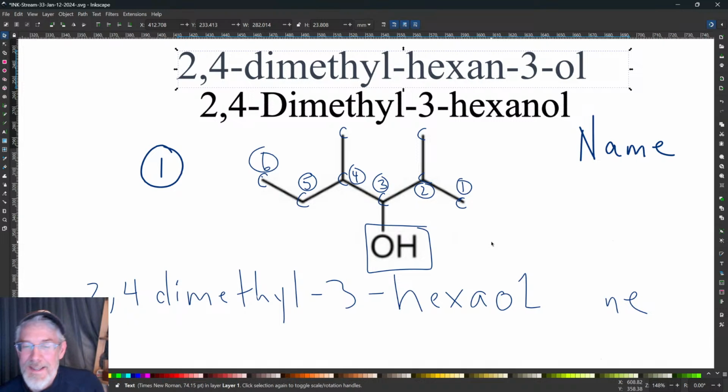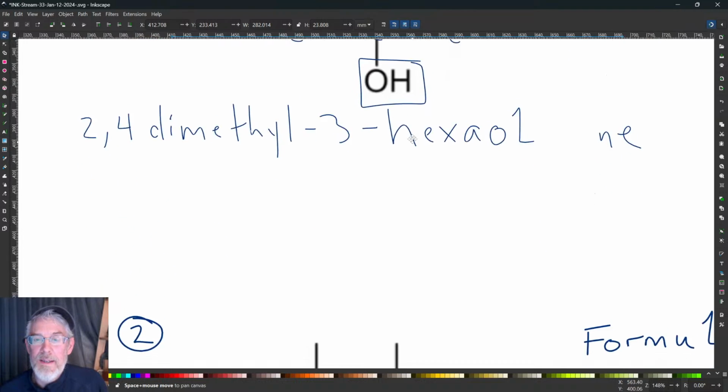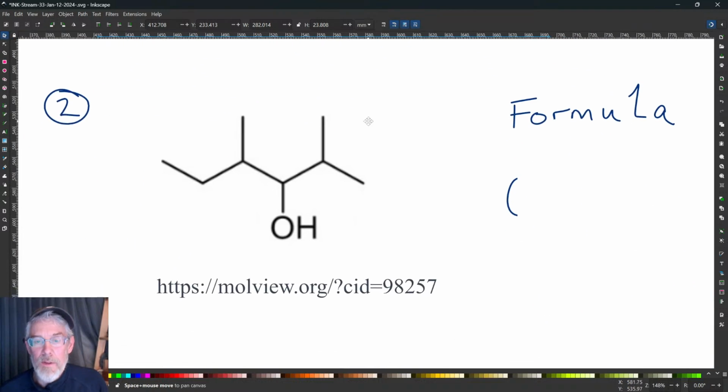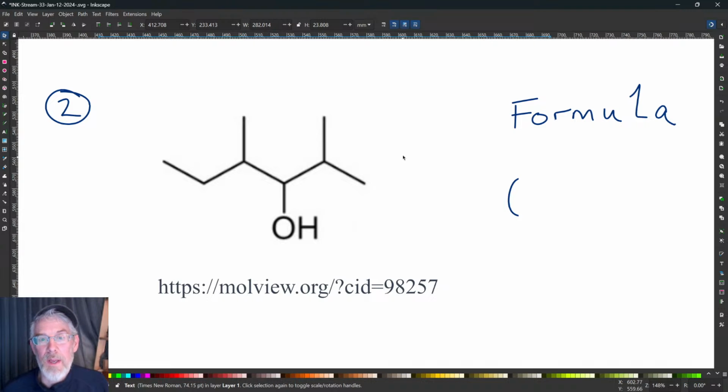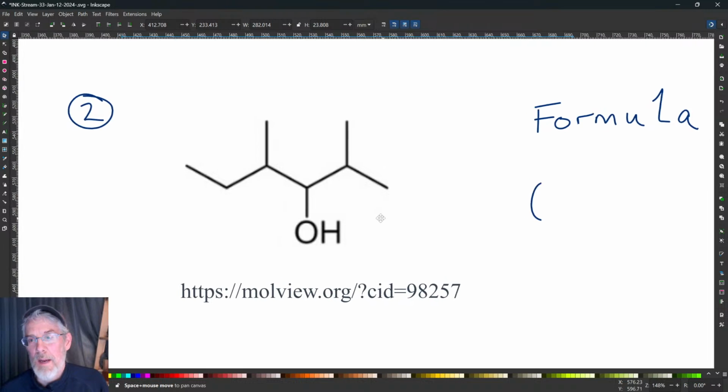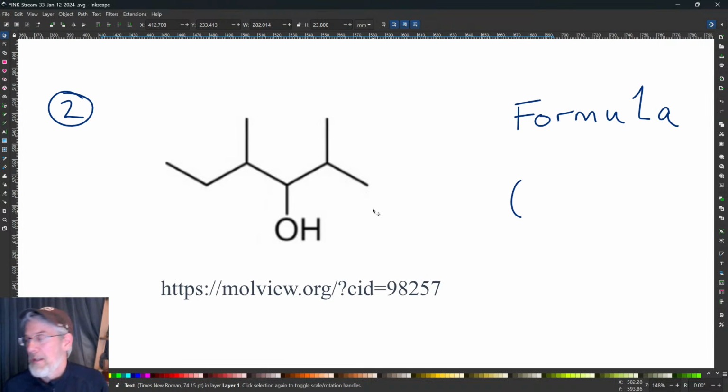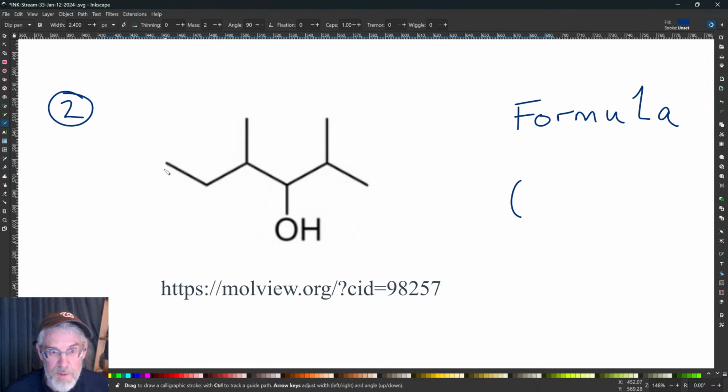All right. So let's take this and write the formula, like C something, H something, O something. Can you write the formula for this compound? Because that's not that easy. I'll write the carbons back in. Carbons, carbons, carbons. So CH something.